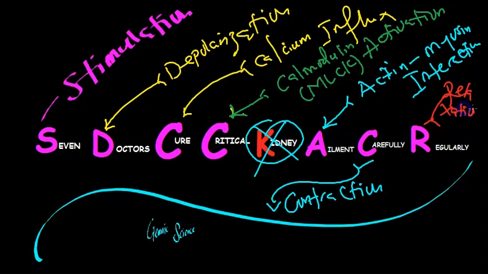So what I'm trying to explain here is this. These are the basic steps which we need to follow for us to have a contraction. Using the mnemonic, 7 doctors cure critical kidney ailment carefully and regularly: stimulation, depolarization, calcium influx, calmodulin myosin light chain kinase activation, actin myosin interaction. Then finally we have the contraction. The opposite of contraction is relaxation.